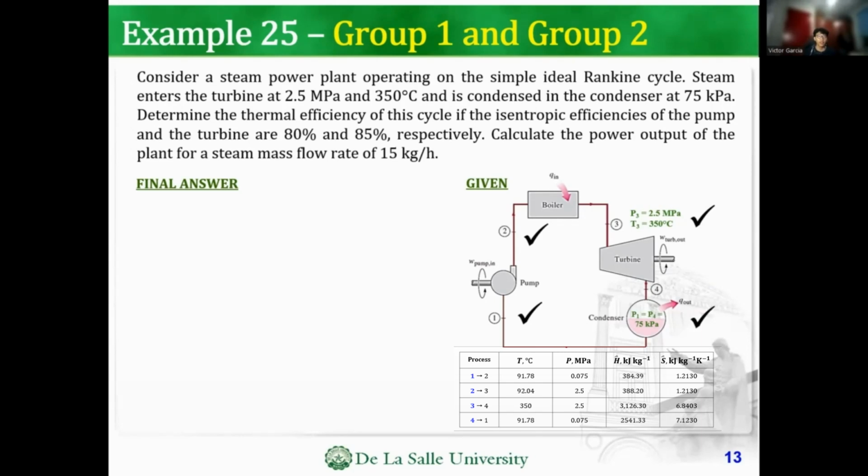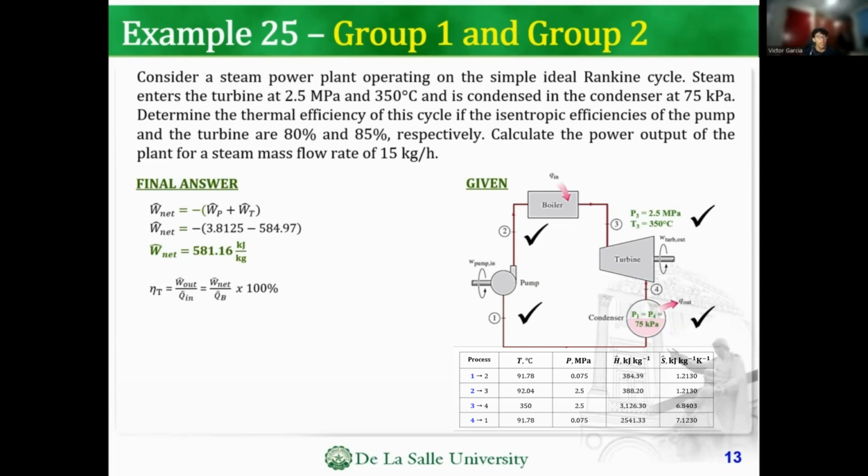Now that we have determined the thermal properties at each point, we can determine the thermal efficiency of the cycle and also calculate the power output of the plant. Firstly, we need to determine the specific work net, which is equal to the negative sum of the specific work of the pump plus the specific work of the turbine. So it is equal to negative 3.8125 minus 584.97, so it has a value of 581.16 kilojoules per kilogram.